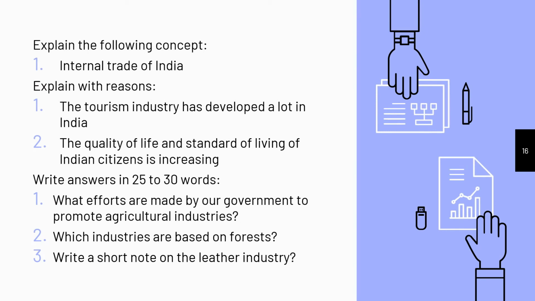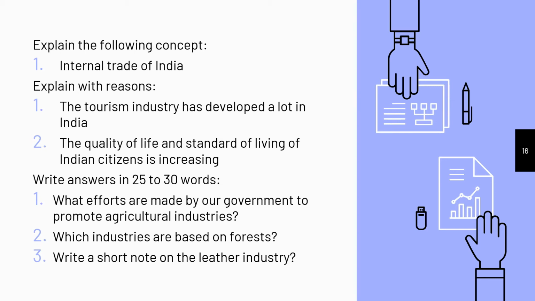So, let us look at a few questions and answers which are based on this particular lesson. Explain the following concept: internal trade of India. For this answer on internal trade, children, you can focus on the internal trade paragraph which is there on page number 45 of the textbook. There you can mention the different materials that are exported and imported, and also the different ports that are used, and the different ways in which India's internal trade takes place.